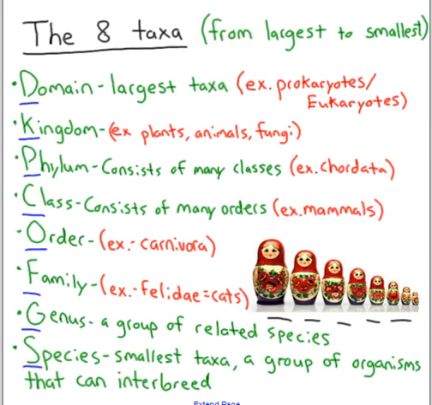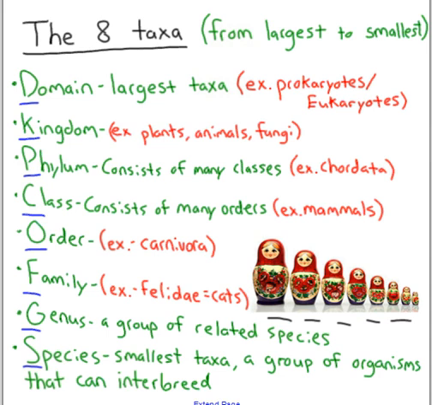Phylum is a little more specific, and it consists of many classes. The class consists of many orders, and the class is something like mammals. The order is something like carnivorous animals or herbivorous animals or omnivorous animals. So it's a smaller group.